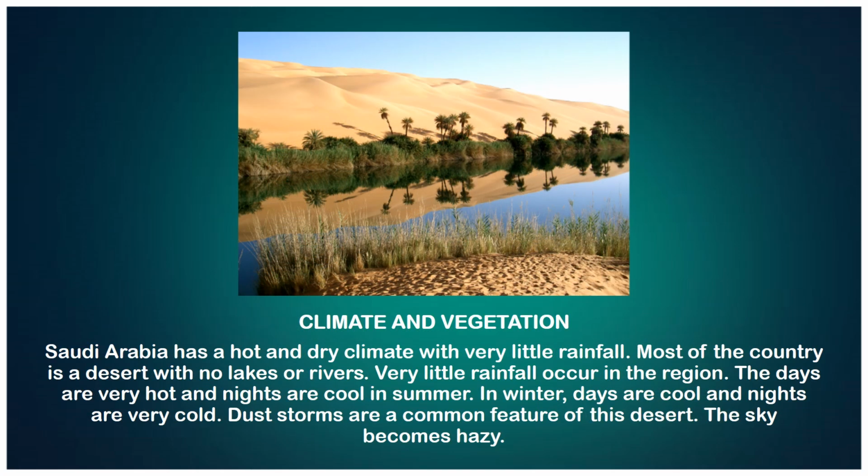Climate and vegetation. Saudi Arabia has a hot and dry climate with very little rainfall. Most of the country is a desert with no lakes or rivers. Very little rainfall occurs in the region.